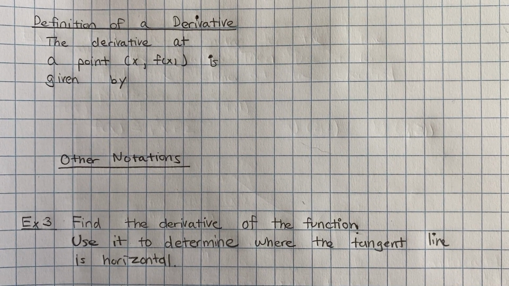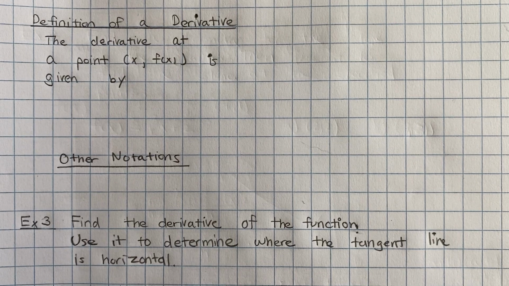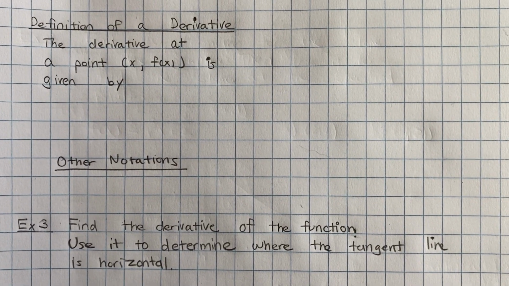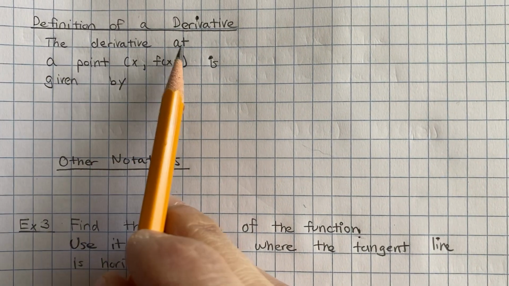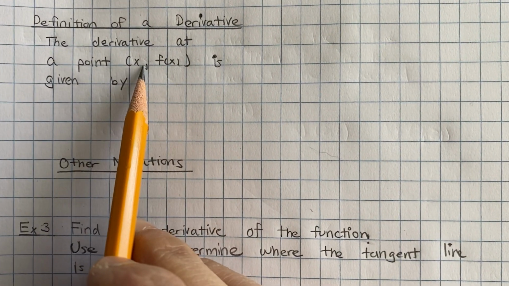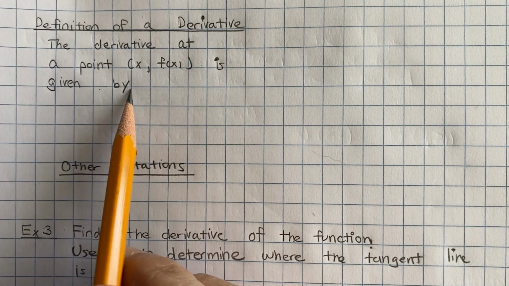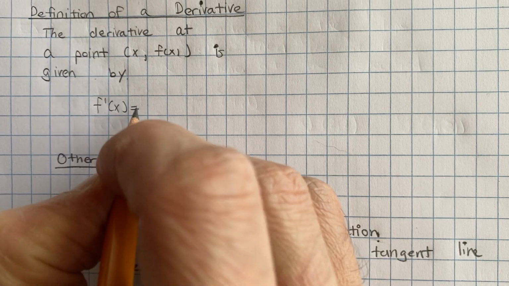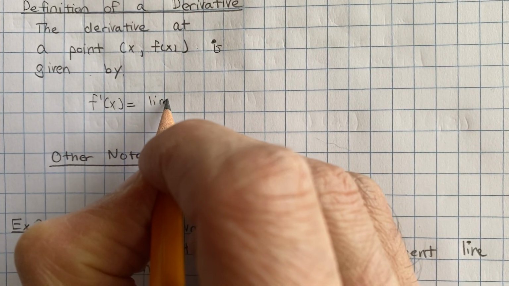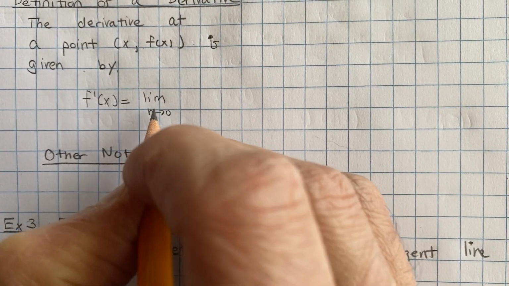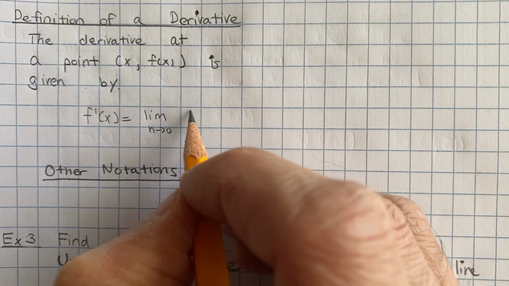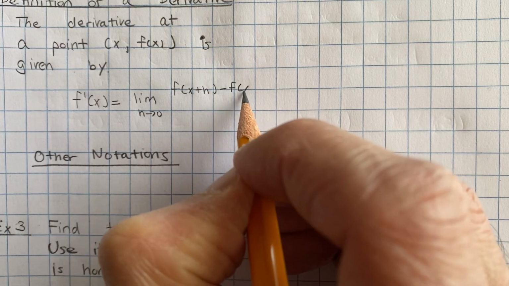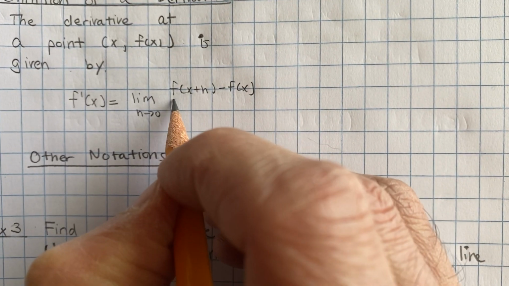And so what I'm about to give you is the limit definition of a derivative, now that we've gone over the slope of a tangent line. Let's read this definition here. The derivative at a point x, f of x, is given by f prime of x is equal to the limit as h goes to 0 of f of x plus h minus f of x, all over h.